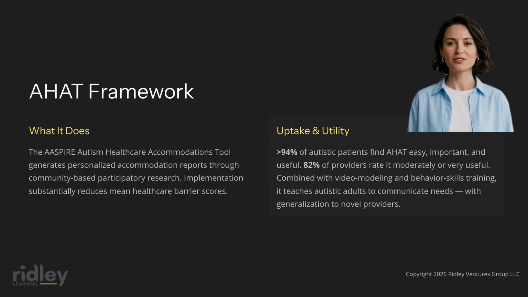Two operational frameworks dominate the current literature on autism-affirming healthcare. The first is the Aspire Autism Healthcare Accommodations Tool, or AHAT, which stands for Academic Autistic Spectrum Partnership in Research and Education. Developed through community-based participatory research, AHAT allows autistic patients to generate personalized accommodation reports. In a pre- and post-study of 259 autistic adults and 51 primary care providers, mean barrier scores decreased substantially after implementation, a statistically significant reduction, and more than 94% of patient participants found it easy, important, and useful, with 82% of providers rating it moderately or very useful.